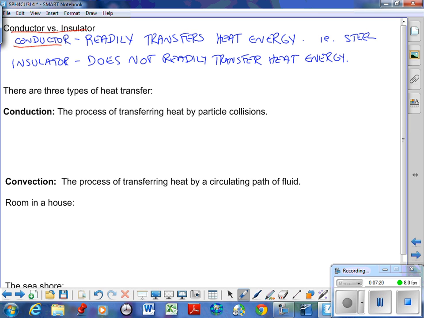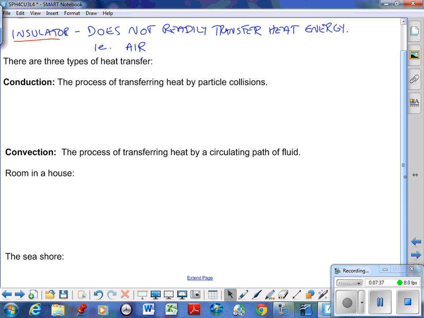All right, and some examples, i.e., okay, air is a good example of an insulator. It doesn't transfer heat energy efficiently. It'll transfer a little bit, but not efficiently. Okay, three types of heat transfers. So how does heat transfer from one to the other?